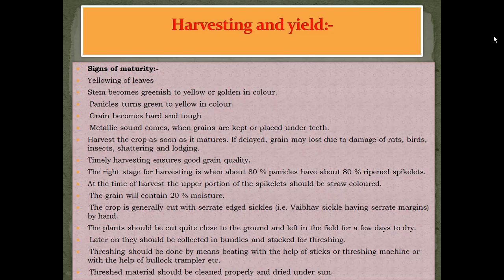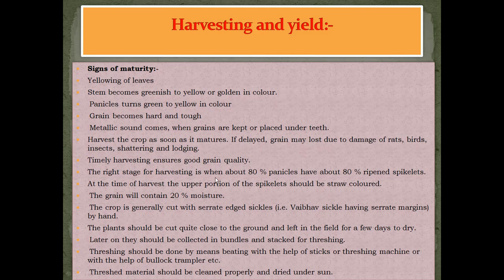Next one, the harvesting and yield. The signs of maturity generally recommended for the harvesting operation of crops are yellowing of leaves, stem becomes greenish to yellow or golden in color, panicle turns green to yellow in color, grain becomes hard and tough, and a metallic sound comes when grains are placed under teeth. Harvest the crop as soon as it matures. If delayed, the grain may be lost due to damage by rats, birds, insects, shattering or lodging. Timely harvesting ensures good grain quality.